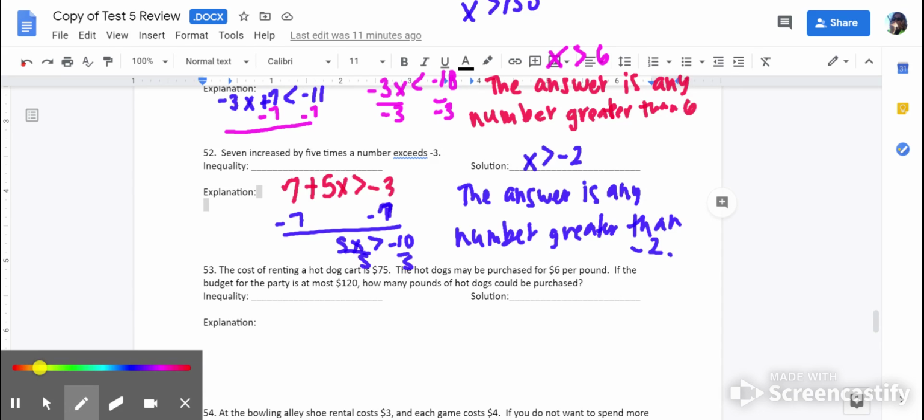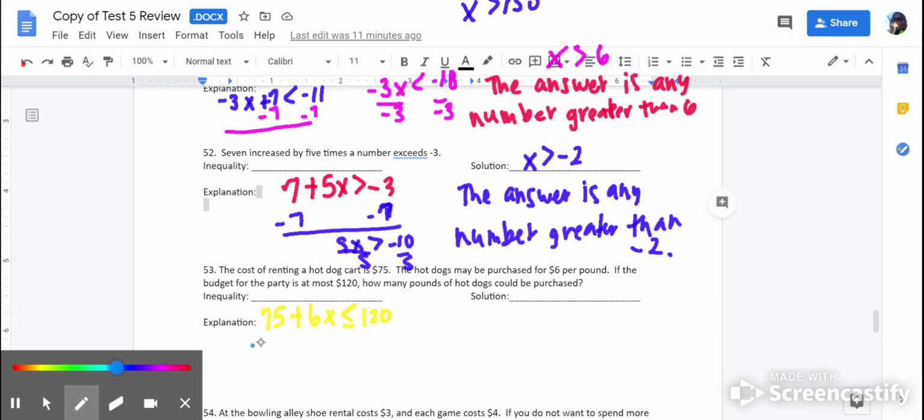53, the cost of renting a hot dog cart is $75. The hot dogs may be purchased for $6 per pound. If the budget for the party is at most $120, how many pounds of hot dogs can be purchased? So we know we have to pay $75 just to get the cart, and then we pay $6 per pound for hot dogs. The budget is at most, so this must be less than or equal to 120.